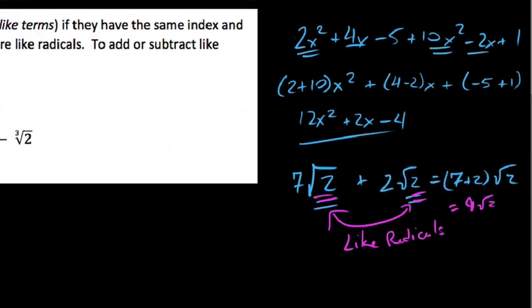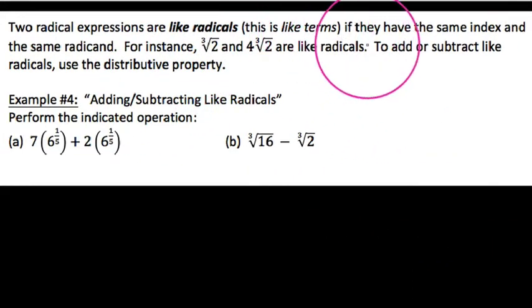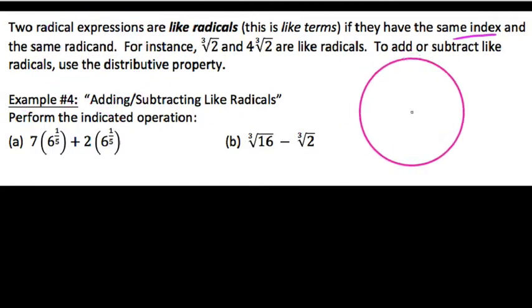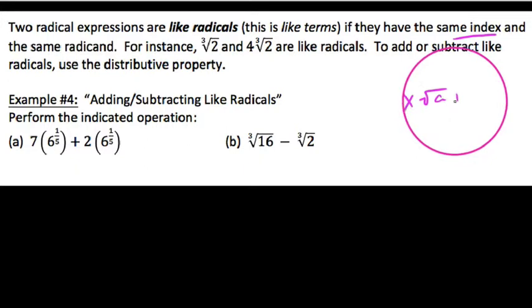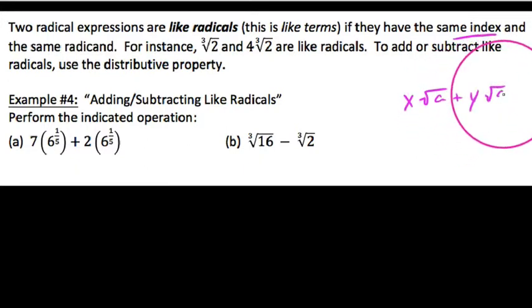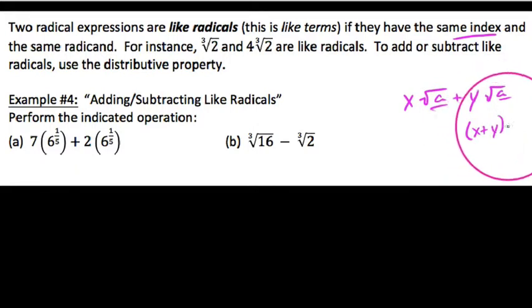So essentially, let's start by defining this. Two radical expressions are like radicals if they have the same index. These were both square roots; they have to both be square roots or both be the same root. And they have to have the same radicand. So you could say x square root of a plus y square root of a is really just x plus y of these square root of a things. We're going to do this to add or subtract radical expressions sometimes.